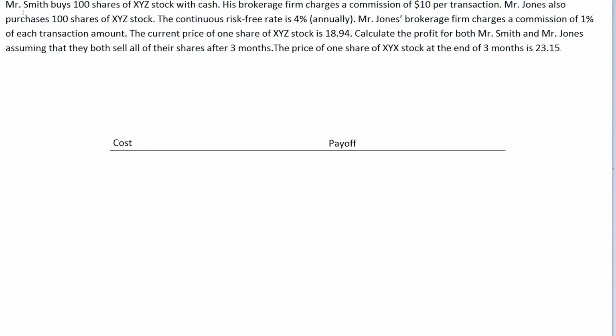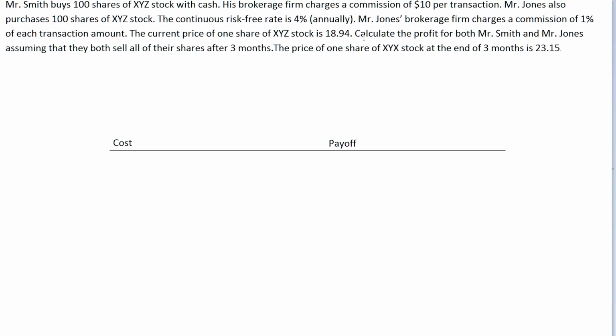To start things off, we have a simple transaction cost problem. The problem asks: Mr. Smith buys 100 shares of stock and his brokerage firm charges a commission of $10 per transaction. And then we have Mr. Jones, who also purchases 100 shares of stock. We're also told that the continuous risk-free rate is 4% annually, and that Mr. Jones's brokerage firm charges a commission of 1% of each transaction amount. The current price of one share of stock is $18.94.